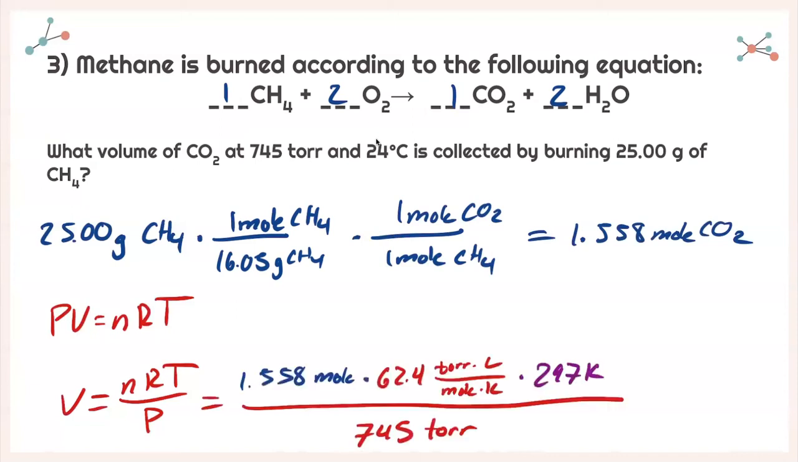Few changes to note here. My temperature is in Celsius, so I had to convert that into Kelvin. My pressure is in torr, so I had to use my R constant that is in torr. Once I plug all of that into my calculator, I'm able to get a volume of 38.76 liters.